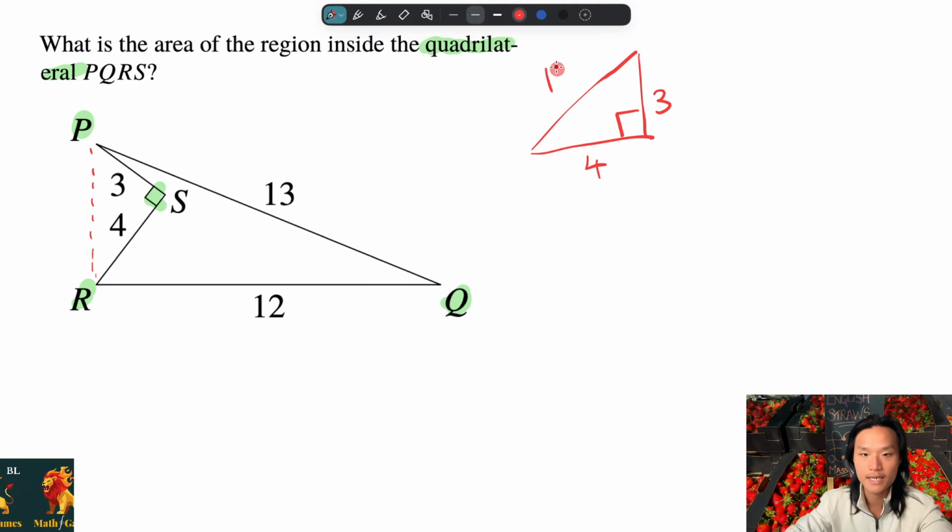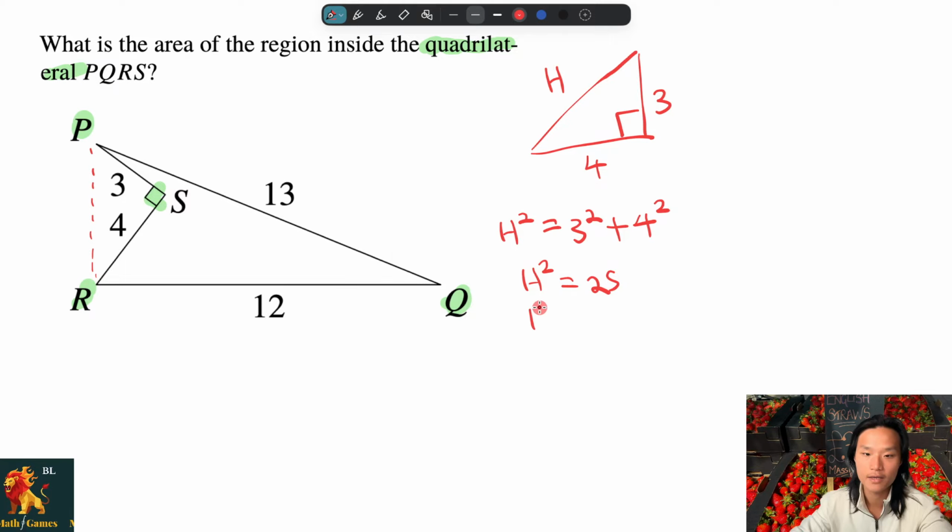So let's say the hypotenuse is h. Then we can use the Pythagorean theorem to find its length. H squared is 25, and so that side has length 5.